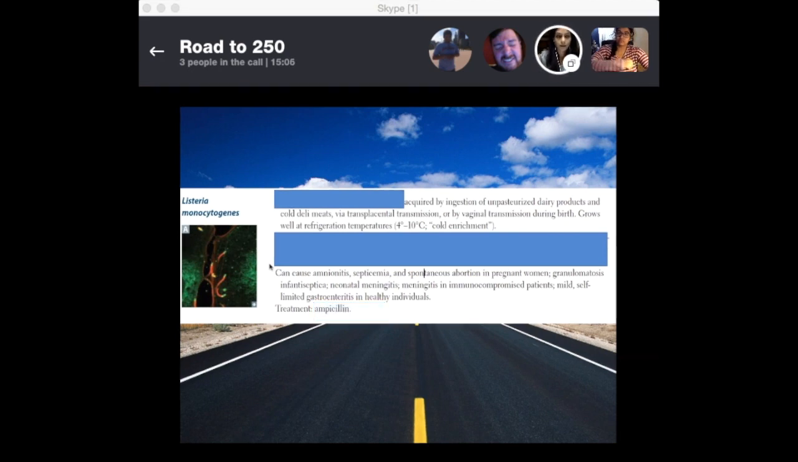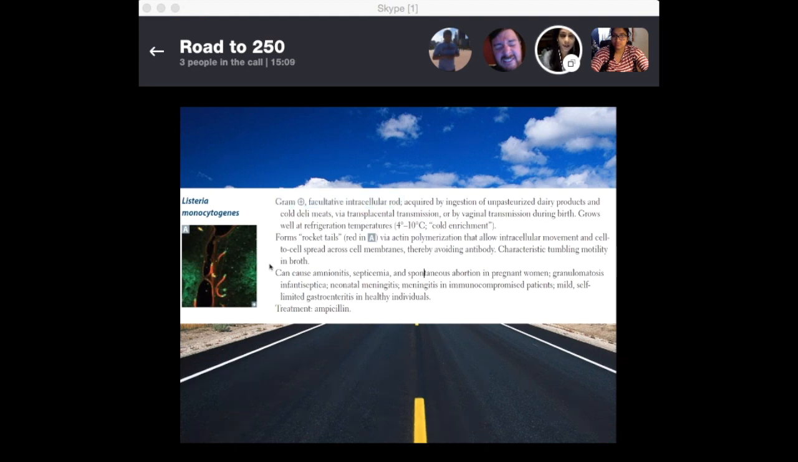Oops, it went the opposite way. But yep, so like it says, gram positive, it's a facultative intracellular rod, meaning the bug chooses where to live. It can be intracellular. And it is acquired or transmitted through unpasteurized dairy products, which is commonly seen, and cold deli meats. Hence why it also grows well in refrigerated temperatures between 4 and 10 degrees Celsius.